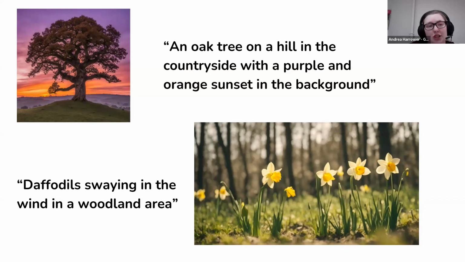I wouldn't recommend using AI generated images all the time. It's really great to get proper images of your community in action, especially photos of people. AI is notoriously awful at generating people. But for things like landscapes and nature, if you just can't quite find the right image, you can put a prompt in like that and get something a bit closer to what you're looking for. As well, I put one in that says daffodils swaying in the wind in a woodland area.